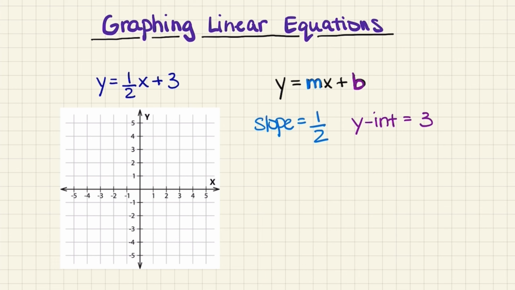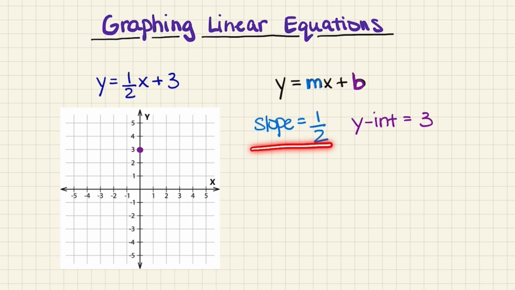is +3. Now that we have that, the first thing we're going to do is graph our y-intercept. The y-intercept is the value of y when x equals 0. So when x is 0, y is 3. So the y-intercept goes right on our y-axis. We look for 3, and that's where we plot it. So our first point is going to be 0, 3, right there.